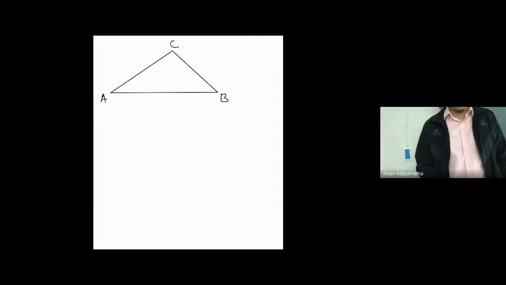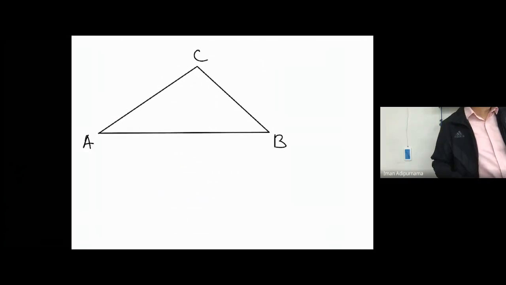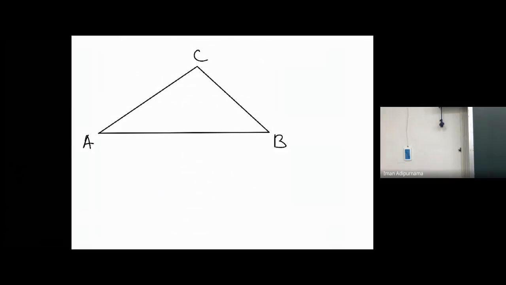Let's make the triangle A, B, C. Usually, I think in elementary school, the sides in front of this symbol, if this is capital A, then this will be the small a, right? The sides. Usually in math, we are doing it like this. So this will be b, this will be c.